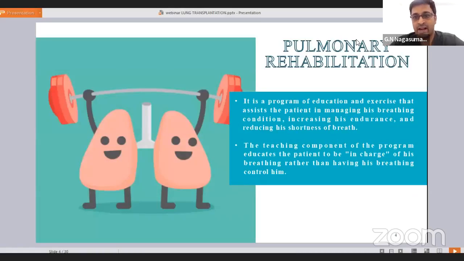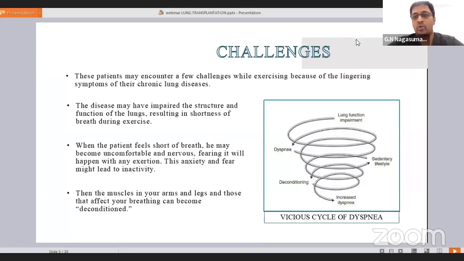Here, the teaching component of the program is very important. In our teaching component, we work along with transplant surgeons, pulmonologists, and nutritionists. We'll be educating the patient, and we will make the patient in charge of his breathing rather than having the breathing control over him. The patients need to understand very clearly the vicious cycle of dyspnea.